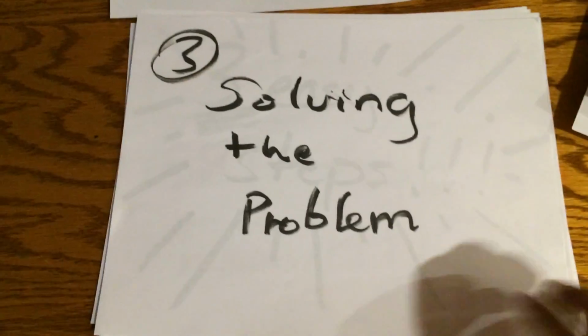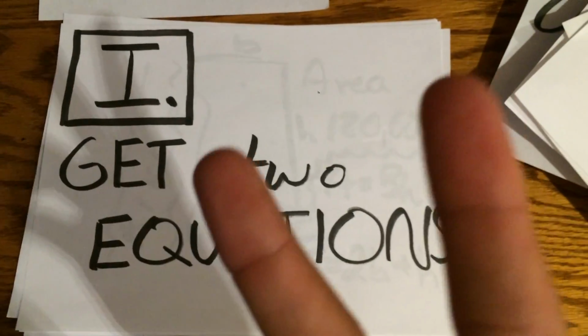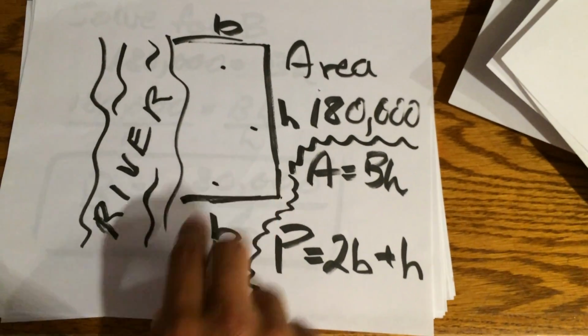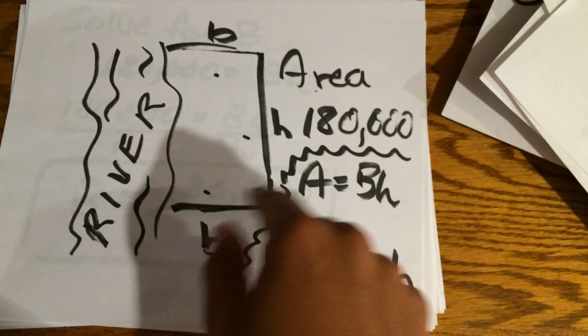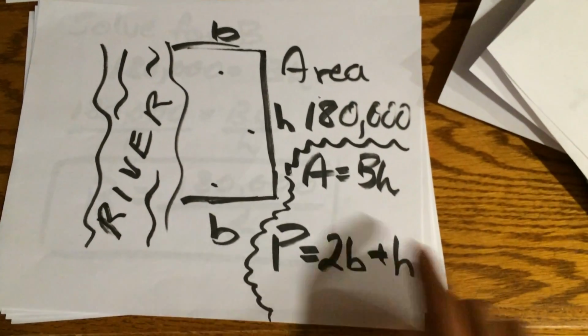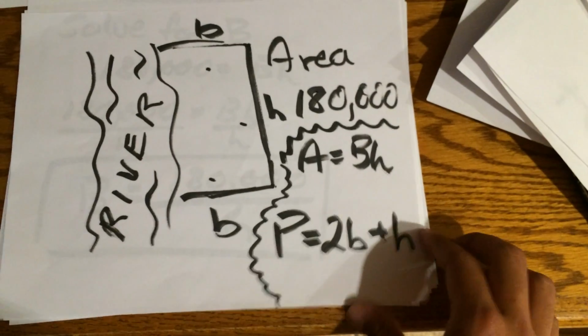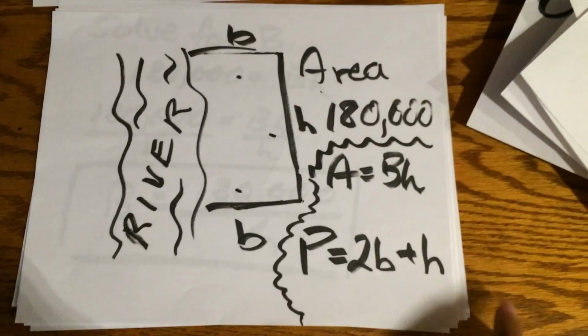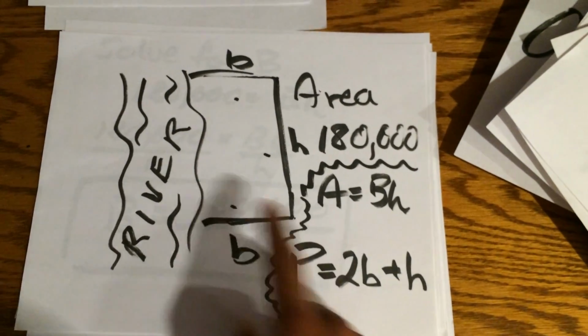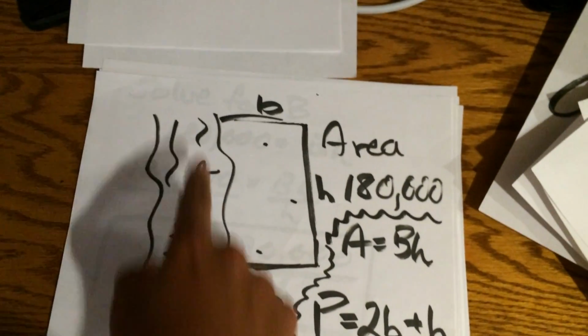Well, okay, this is where we get to solving the problem in 3 easy steps. Number 1, we have to get 2 equations. So here's the river and here is our pasture enclosure that we need to fence around. We know the area is 180,000 square meters, so area equals base times height. Our perimeter is the fence going around it: two bases and one height, because we don't need a fence along the river.